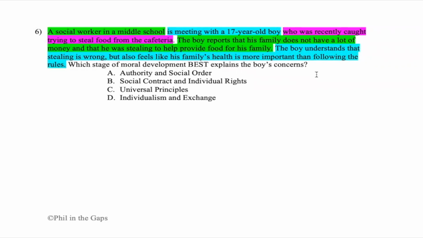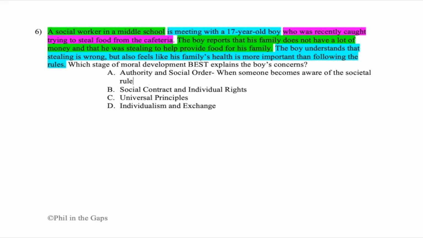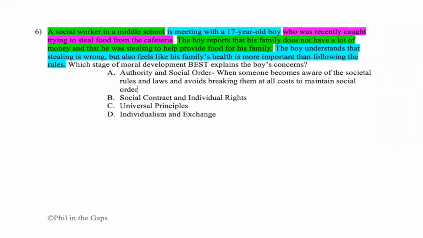First, next, best, most, and should all mean the same thing. So do not let one word dictate how you answer the question. Let's break down each stage, compare back to the question to see what we're looking at in particular. A, authority and social order, is when someone becomes aware of the societal rules and laws and avoids breaking them at all costs. And the purpose here is to maintain social order because, again, authority and social order, they're trying to avoid being punished by a person of authority in society.